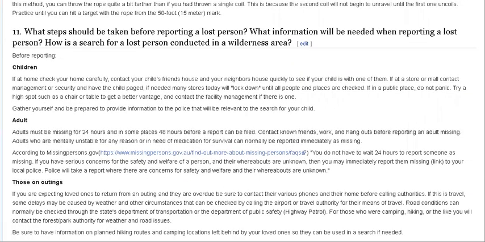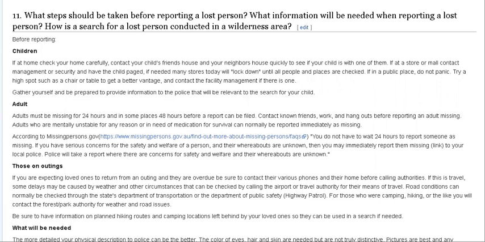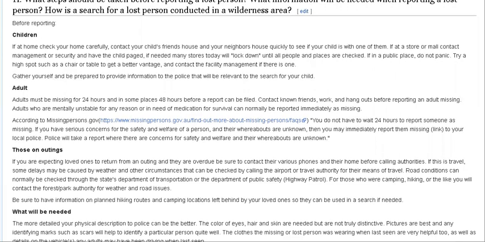What steps should be taken before reporting a lost person? What information will be needed in reporting a lost person? How is a search for a lost person conducted in a wilderness area? Okay, this should be important. I guess we're going to camp one day.